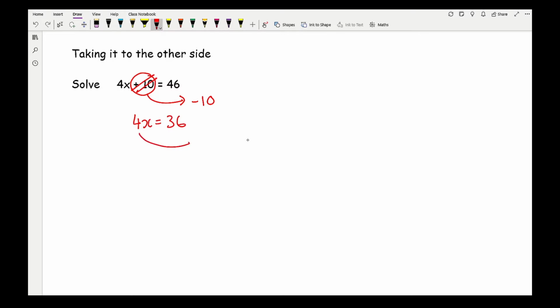Then I want to take the 4 over. So the opposite of multiplying by 4, which is what that's doing to x, is to divide by 4. So that cancels out, and I'm left with x equals 36 divided by 4, which is 9. And there is my final answer.